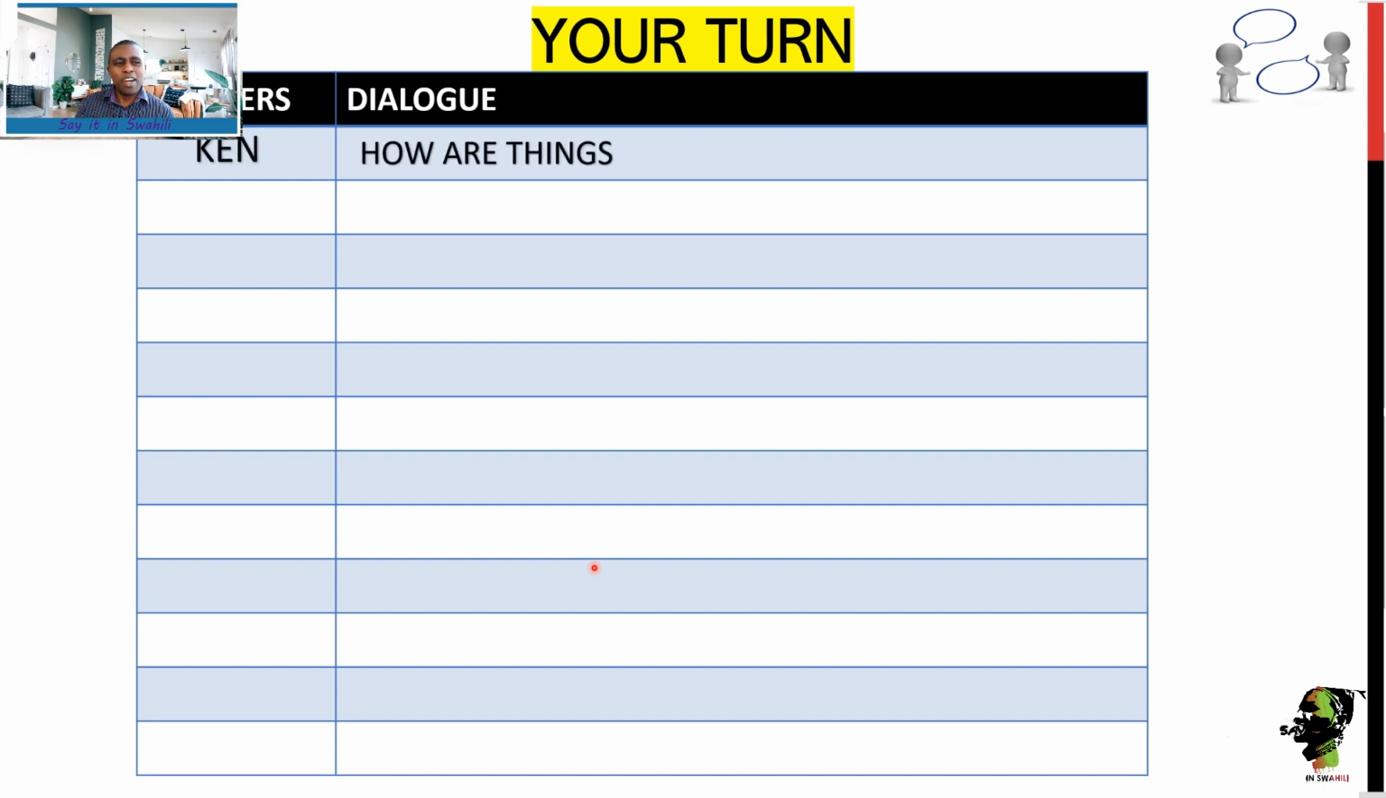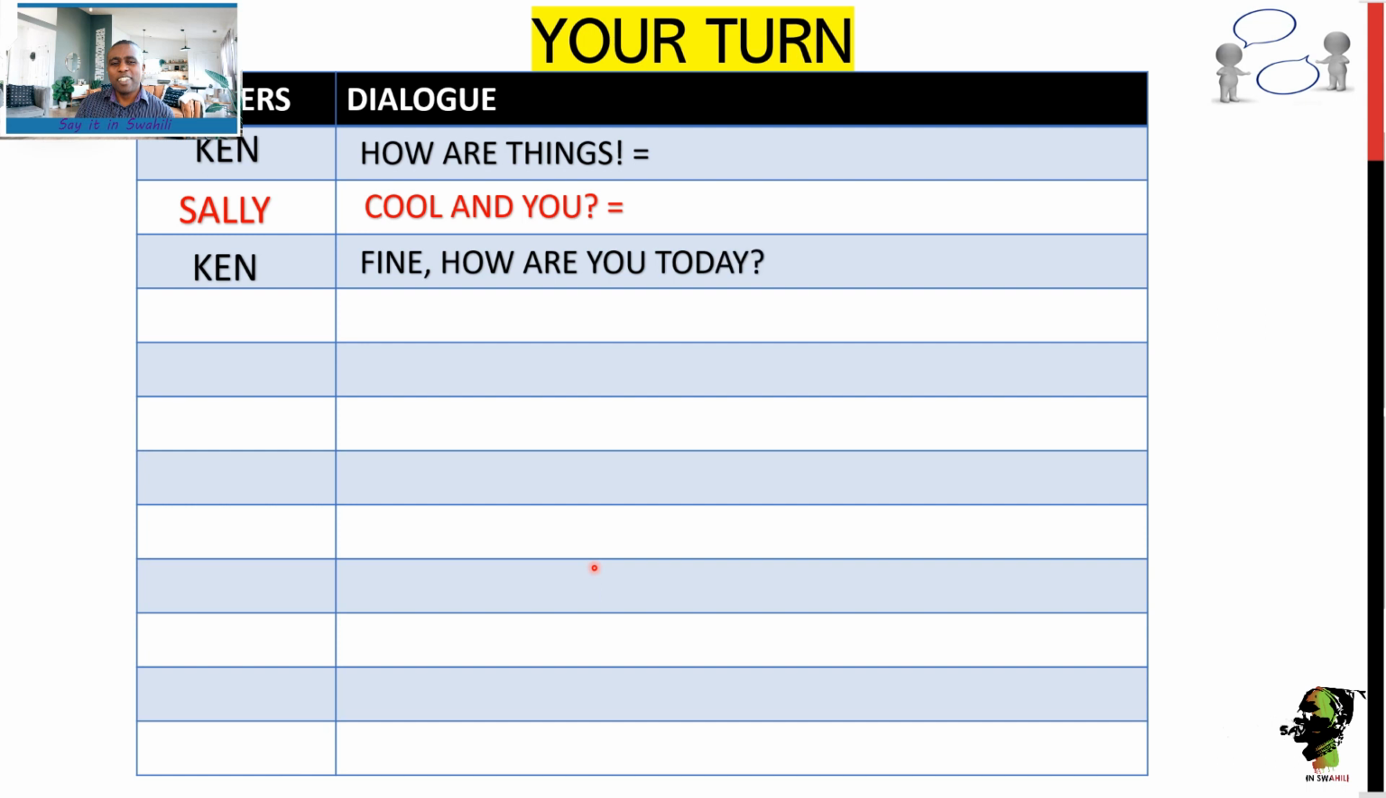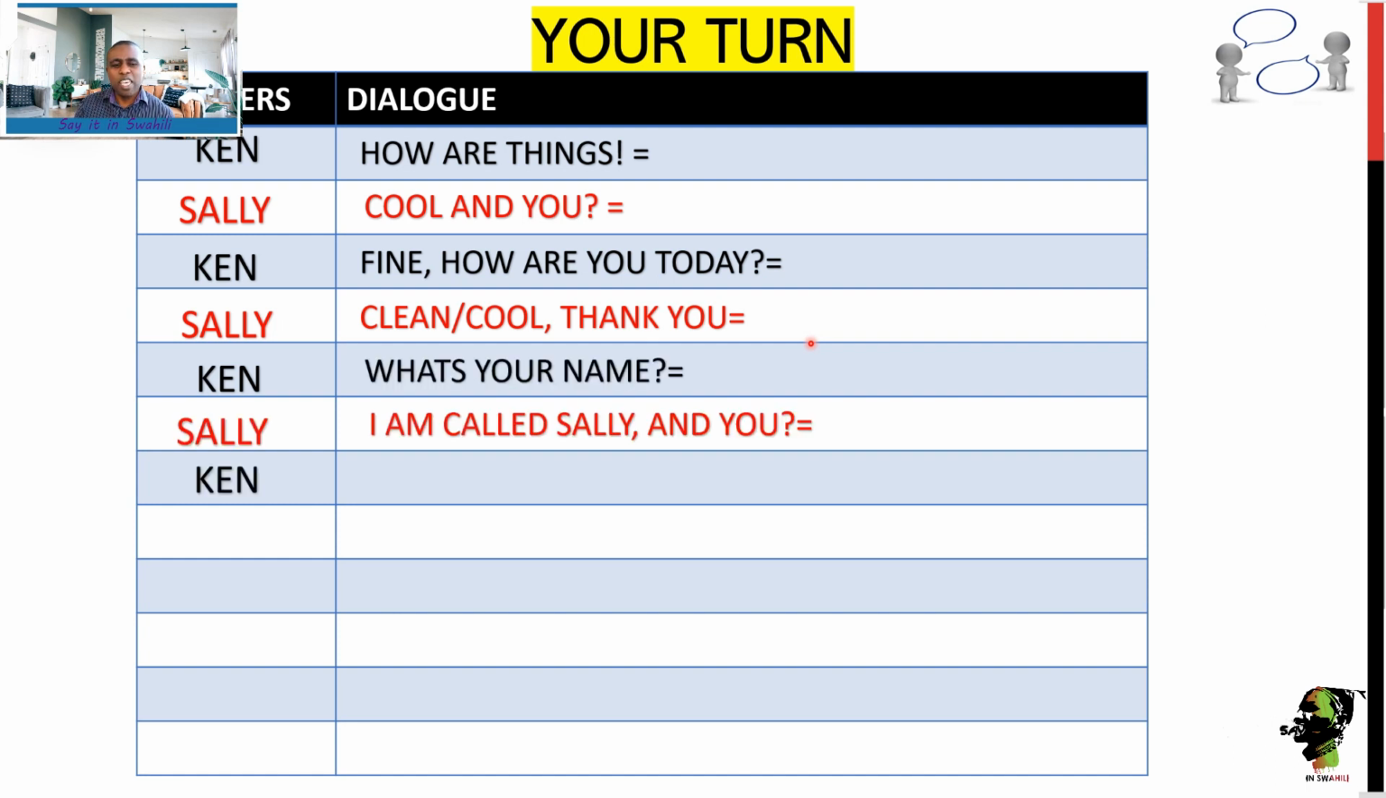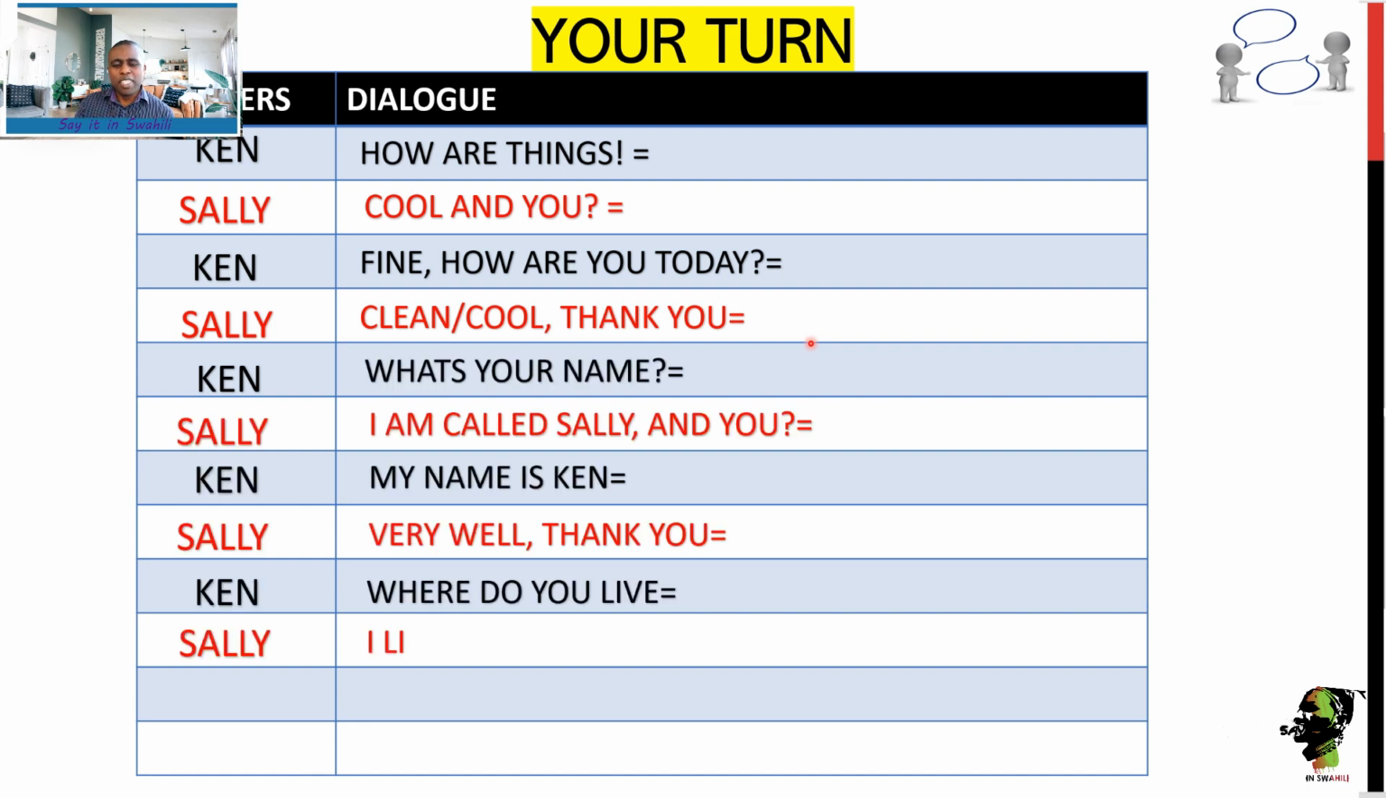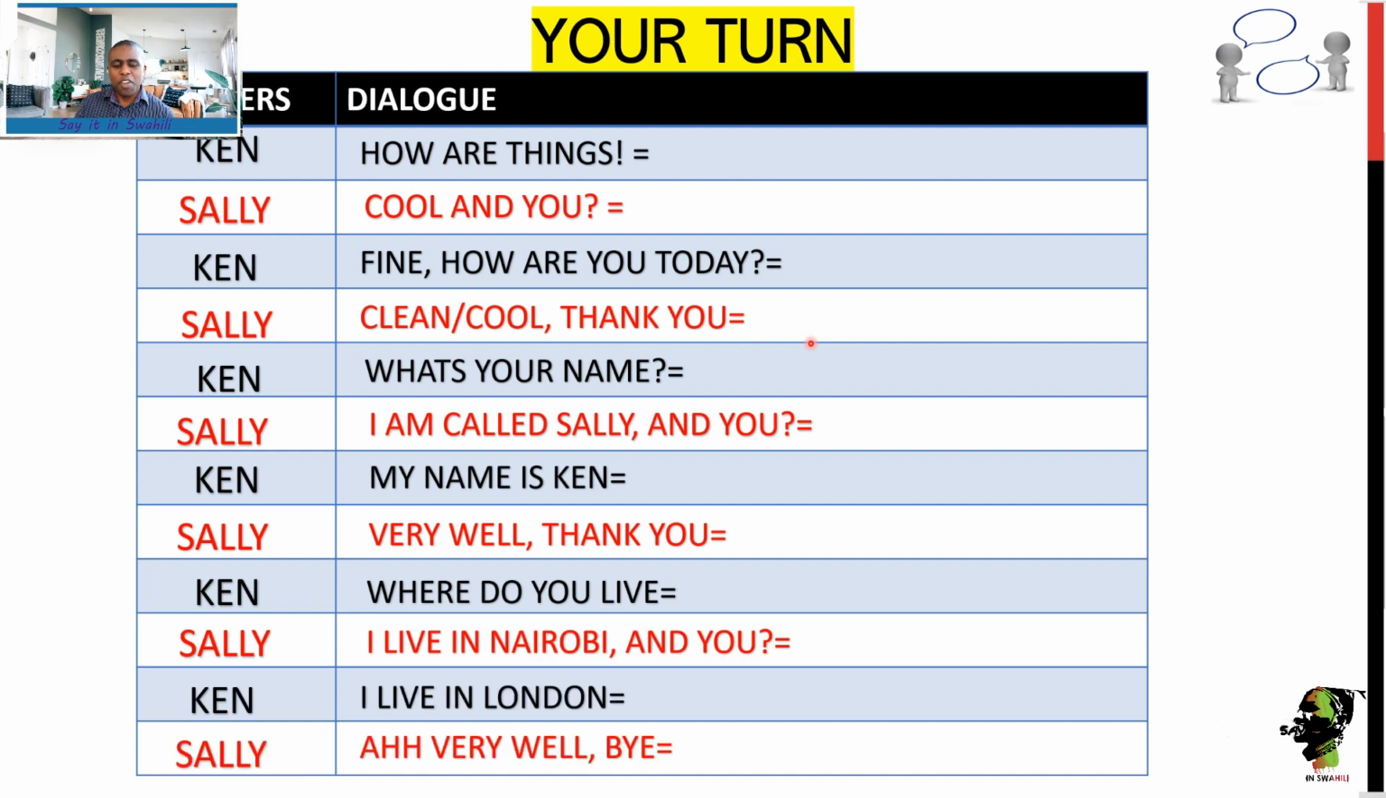So we're going to have this dialogue together. Ken, how are things? Sally? Cool. And you? Fine. How are you today? So this is a very important dialogue. I want you to print this or have it and try and work out what these are kwa Kiswahili. Not only by writing them, but by saying them in Kiswahili. Very important, Ken and Sally. Good.